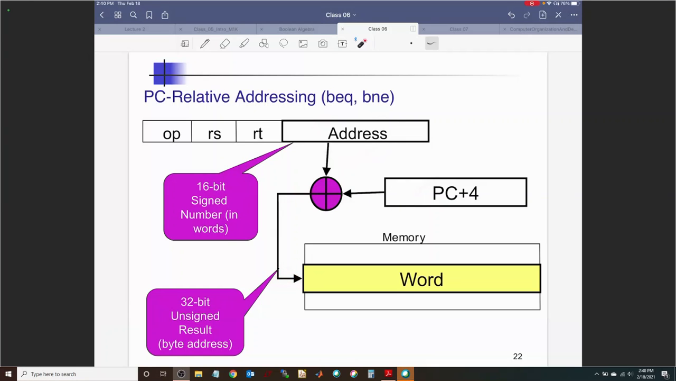So this is going to be a 16-bit signed number in words. We are going to add that to PC plus 4, and when we do that, we get a memory location which is byte addressable. So we get a 32-bit unsigned result which can be used to access that particular location in memory, which is often used in branching instructions, whether it is checking for equality or not equal. So that's relative to the program counter.